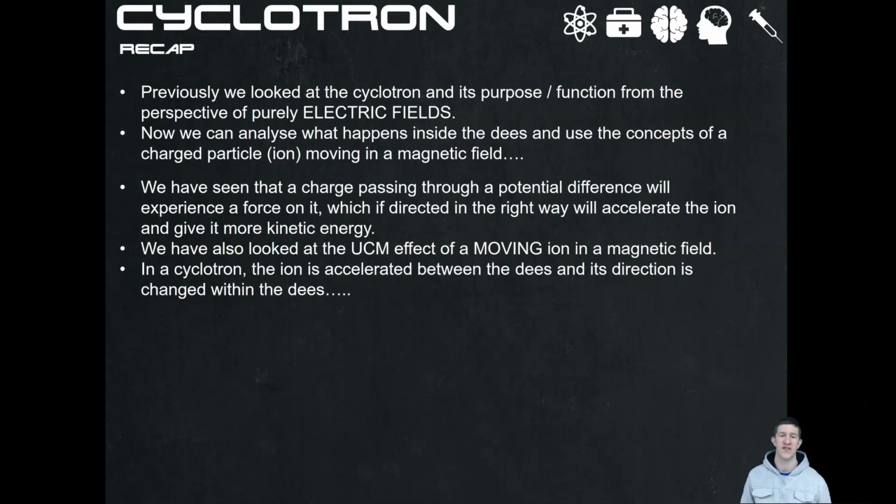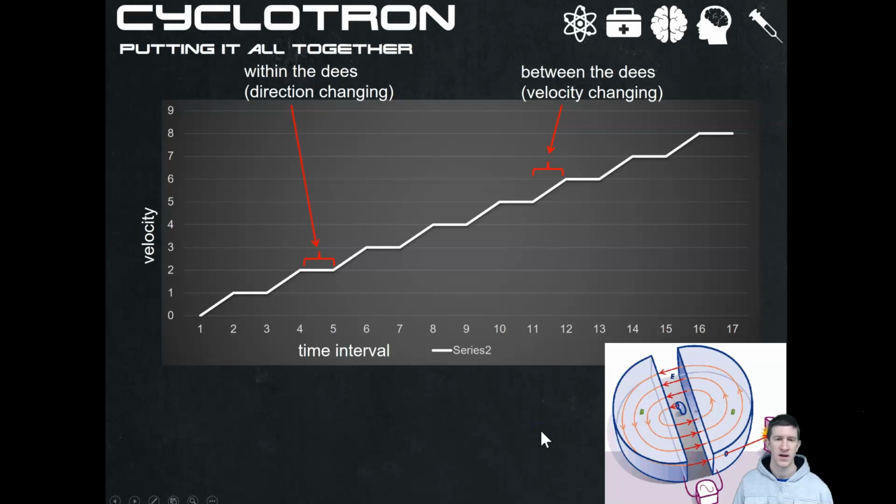We've also looked at the uniform circular motion effect of a moving ion in a magnetic field in a previous lesson, and now we're going to tie that in with the cyclotron and use that concept so that the ion is accelerated between the Ds and its direction is changed within the Ds, and that puts the two pieces of electricity and magnetism together.